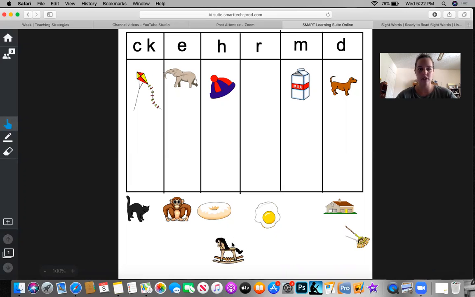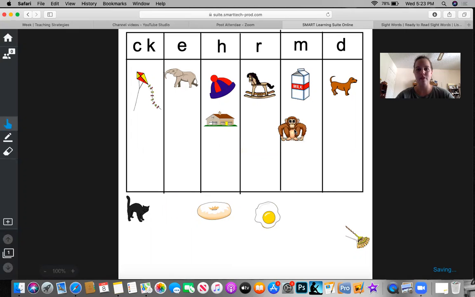This is a rocking horse. What sound do you hear at the beginning of rocking horse? R, rocking horse. All right, let's do another round. This is a house or home. Both have the same beginning sound of, you got it, H. And this is a monkey. What sound do you hear at the beginning? M for monkey.